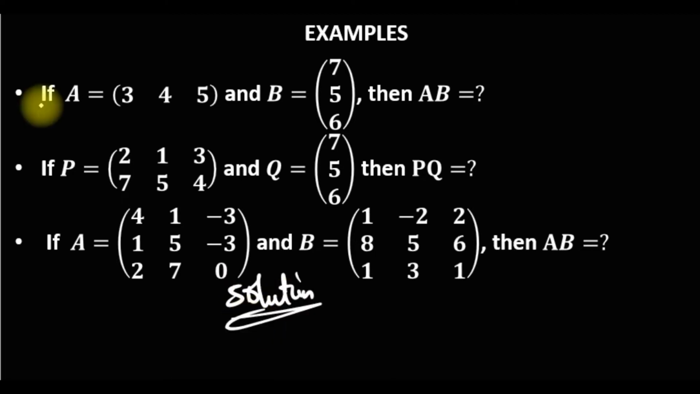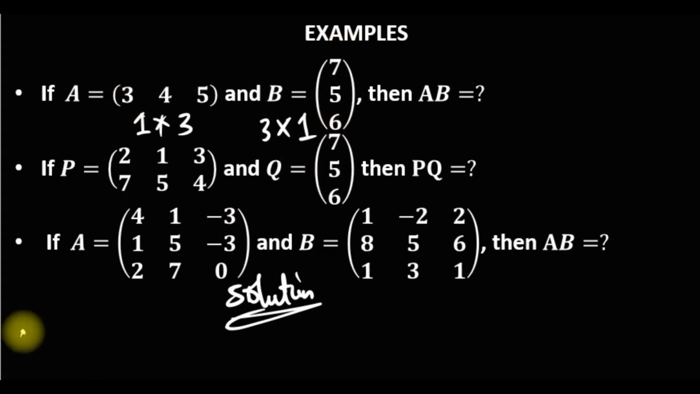The first question. So this is a 1 by 3 matrix. While this is 3 by 1, 3 rows and 1 column. So do you see it's 3, 3? So it's possible, and the matrix that will be formed is 1 by 1. So I told you multiply row by column. So this row will multiply the column.